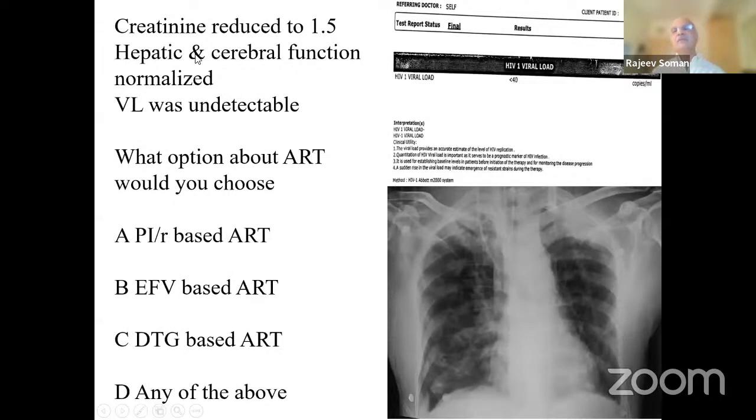So now with supportive treatment, he became better. His creatinine reduced to 1.5, hepatic and cerebral function normalized. His viral load, which had not been done recently, was found to be very low, that is undetectable, less than 40. So what do we think are the options about his ART? How would we choose them? And obviously, we don't want to give boosted PI. We don't want to give him efavirenz, although he is very well controlled HIV-wise.